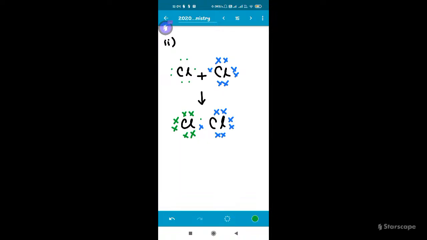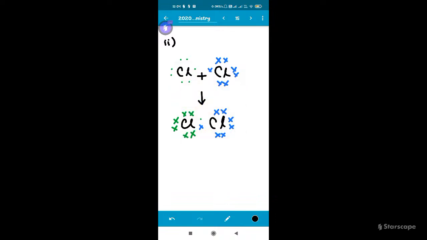So this particular thing, these are the shared pair of electrons where each electron has been contributed by each chlorine atom. So this is the structure for chlorine molecule. I hope this is clear. This is a question from the chapter chemical bonding, chapter number 2. Let's move on to the next question.